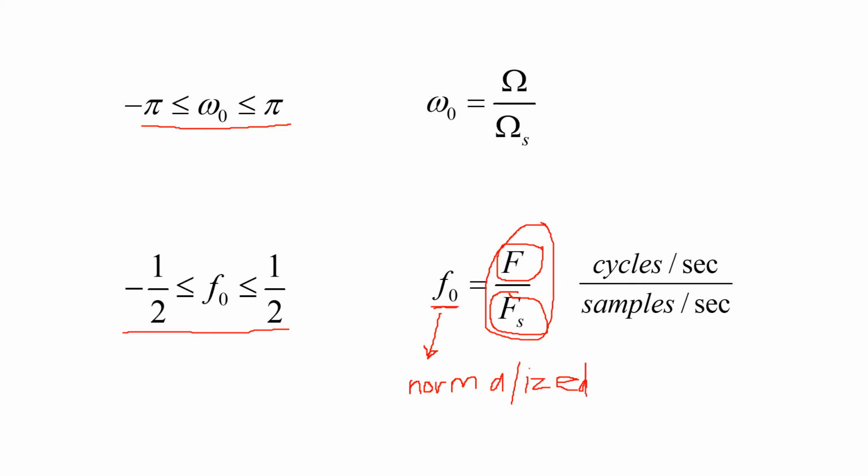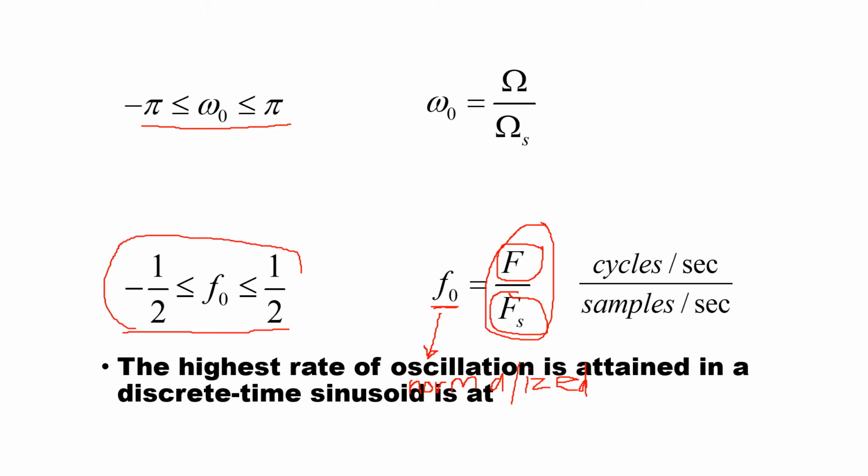normalized frequency. Why normalized? Because just a range of 1, -1/2 to 1/2. So it is also called normalized frequency. So when we are talking about capital omega, it is the normal frequency we use in the continuous time. But when we are talking about small omega naught, it is normalized angular frequency. Likewise, when we are talking about capital F, it is the actual frequency of the signal as we consider it in the continuous time signal. But when we are talking about small f, we are talking about normalized frequency, where the original frequency has been normalized with respect to the sampling frequency.